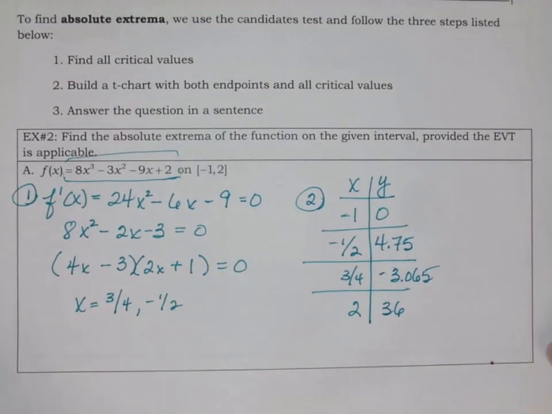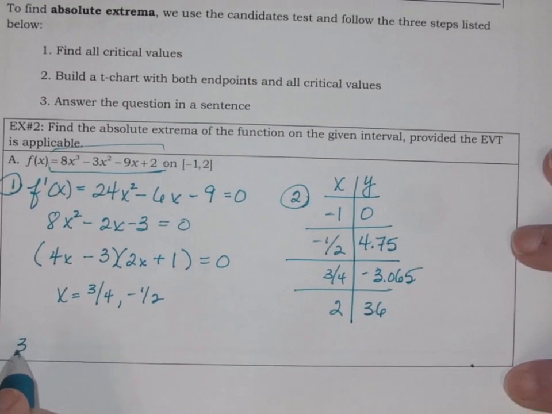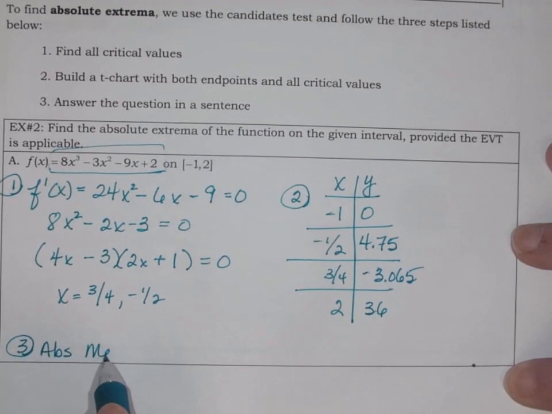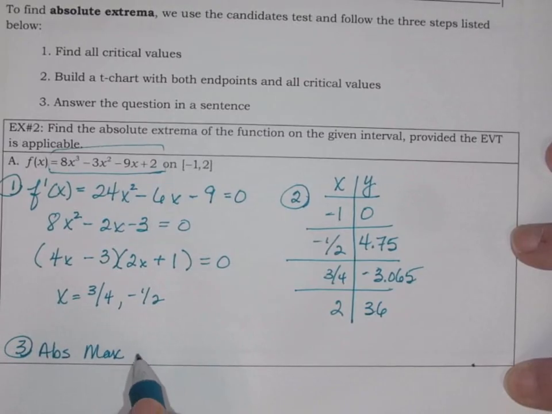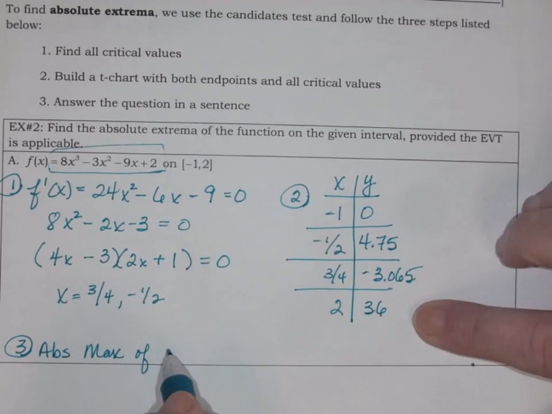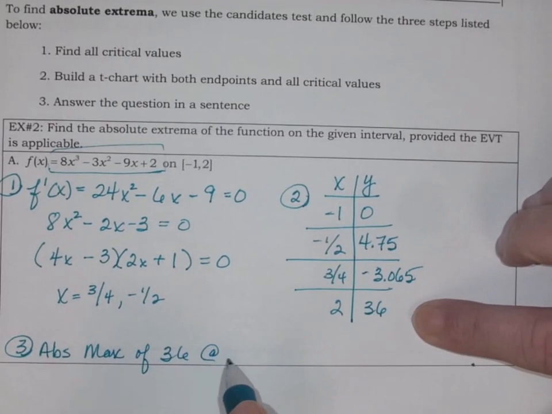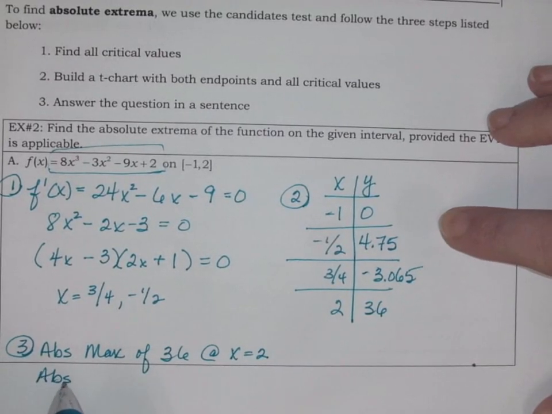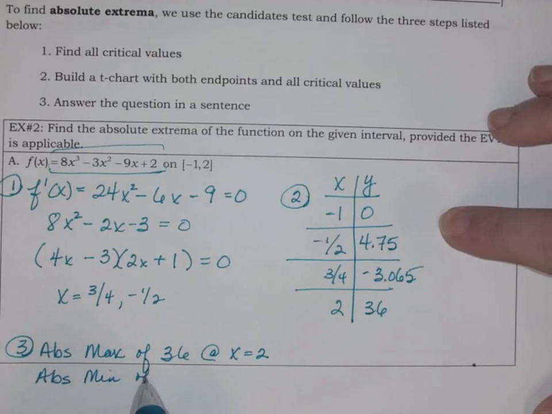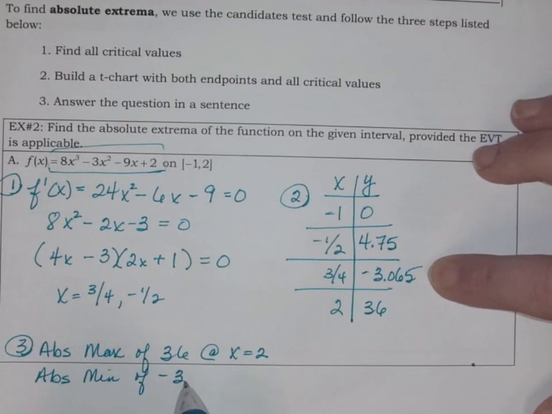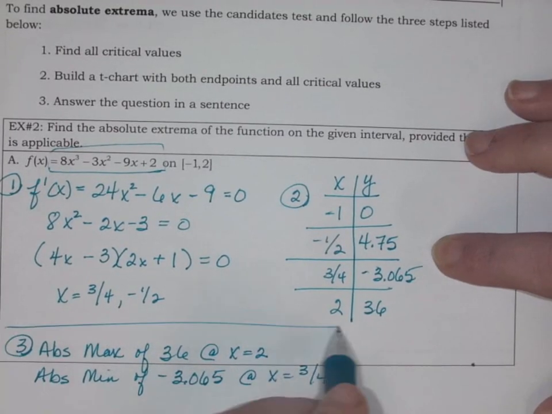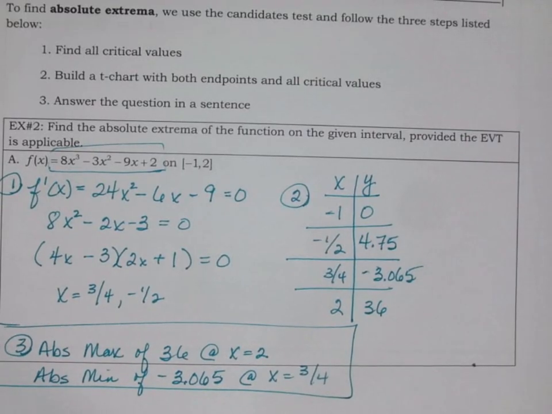All right. So step 3 is to write your answer. So we say we have an absolute max of, let's see, where's our max? 36 at x equals 2, and we have an absolute min of -3.065 at x equals 3/4. And that would be our final answer.